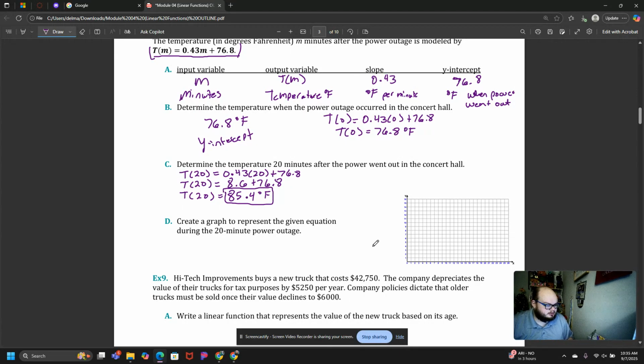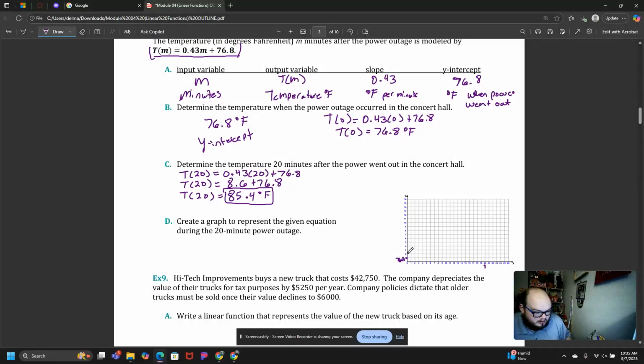Okay. Now create a graph to represent the given equation during the 20-minute power outage. So this is kind of going to be a little complex because I've got numbers on this axis and these numbers are not right. So let's just say that this is the starting point of 76.8 degrees. Okay. And then we know that at 20 minutes, and I've got my 20 right here. So that actually works out. At 20 minutes, it's at 85.4.